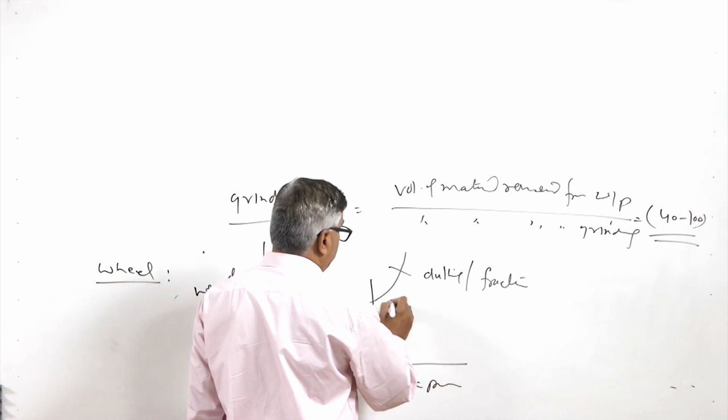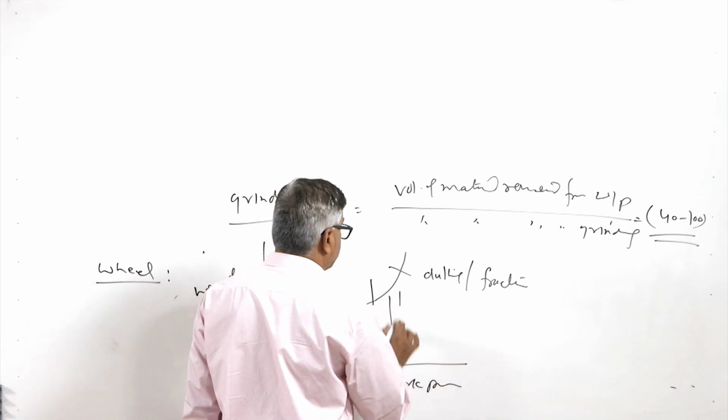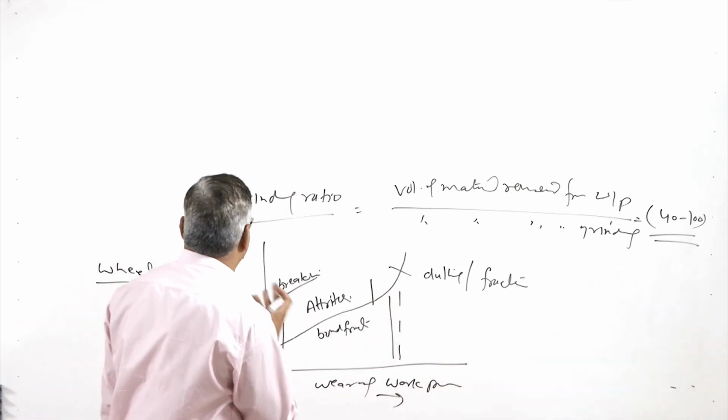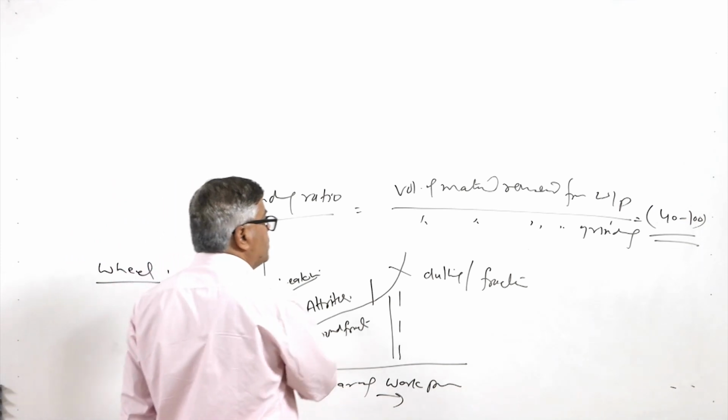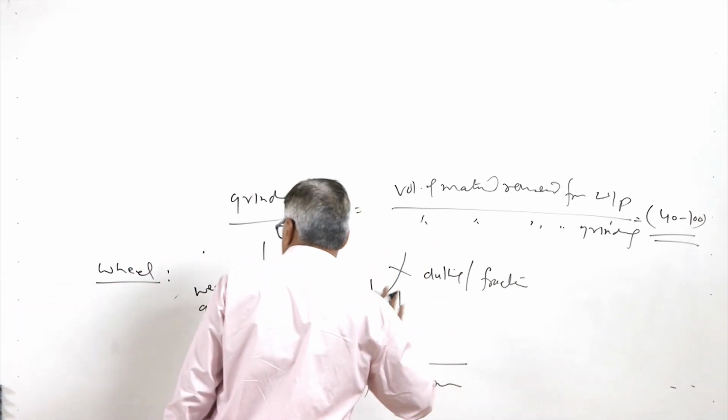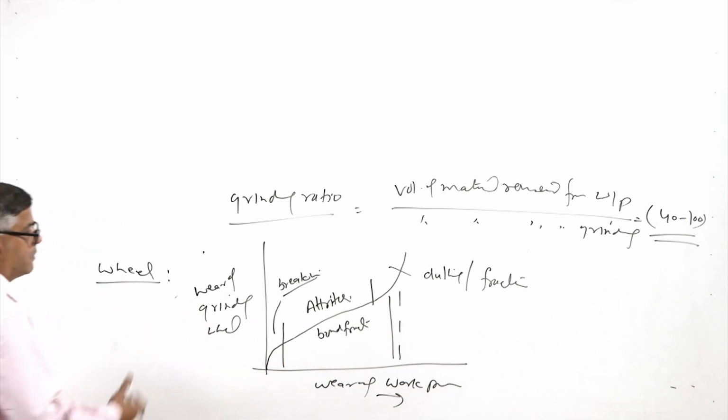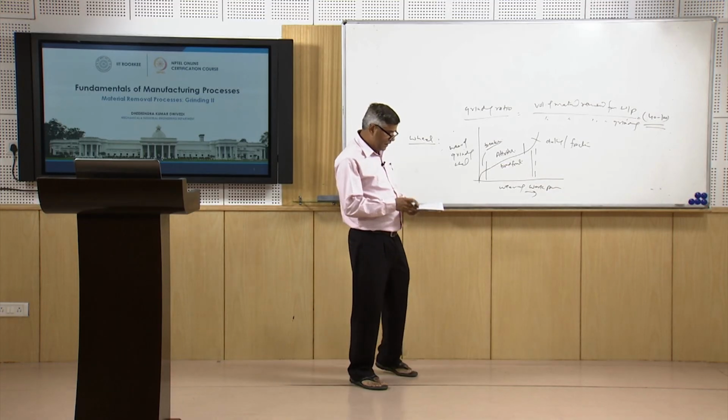So, without removal of much of the material from the workpiece, the greater removal of the material from the grinding wheel takes place. So, these are the three stages by which the material loss from the grinding wheel takes place.